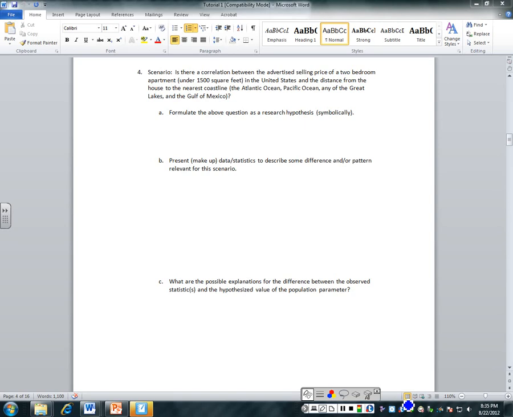Okay, so is there a correlation between the advertised selling price and the distance the house is to the nearest coastline? The research hypothesis is that the correlation coefficient, it's not P, it's a rho, a slanted correlation. Sometimes I exaggerate it a little bit more, but the symbol I have here really is pretty close. Is it non-zero? As long as the correlation isn't zero, which is no correlation, then there is a correlation. So we want to see if there is a correlation.